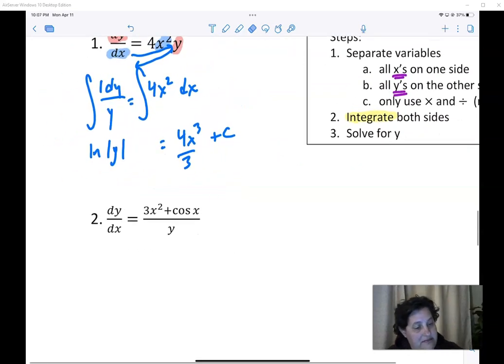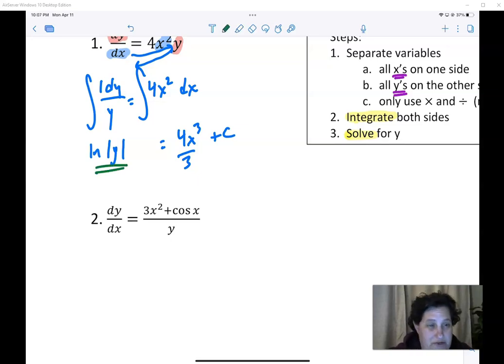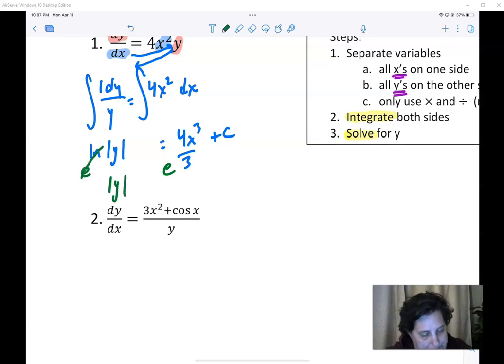Now, the last thing is we've got to solve for y. So we want to say y equals, because we want to get back to an equation. What we have to do is take this part of the equation apart one step at a time. So we've got e to the and e to the. The inverse of an ln is an e. So e to the ln y, and then e to the 4x to the third over 3 plus c.